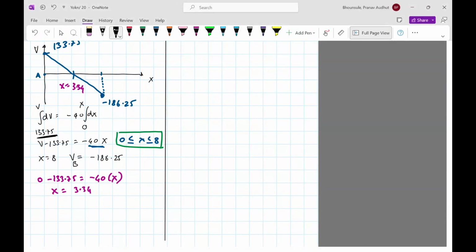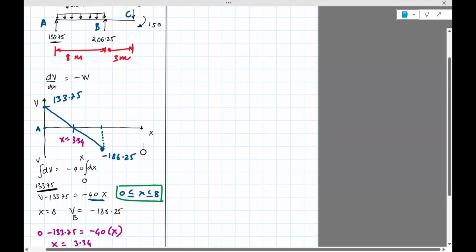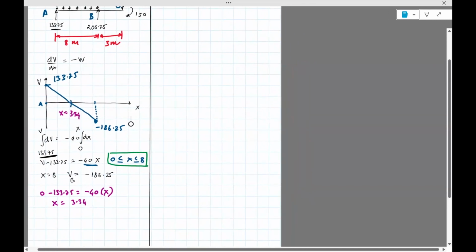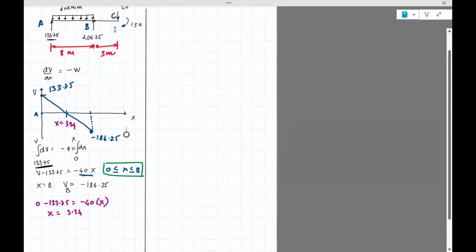Now that we are done with the part where the force was uniformly distributed, we no longer need that equation. If you want, you can use it, but it's essentially dV/dx equals 0 because there's no uniform load from B all the way to C. You don't have to really use it. From B to C, you see that there's 206.25 acting at B. So this will push the force up from minus 186.25; you add 206.25 to it.